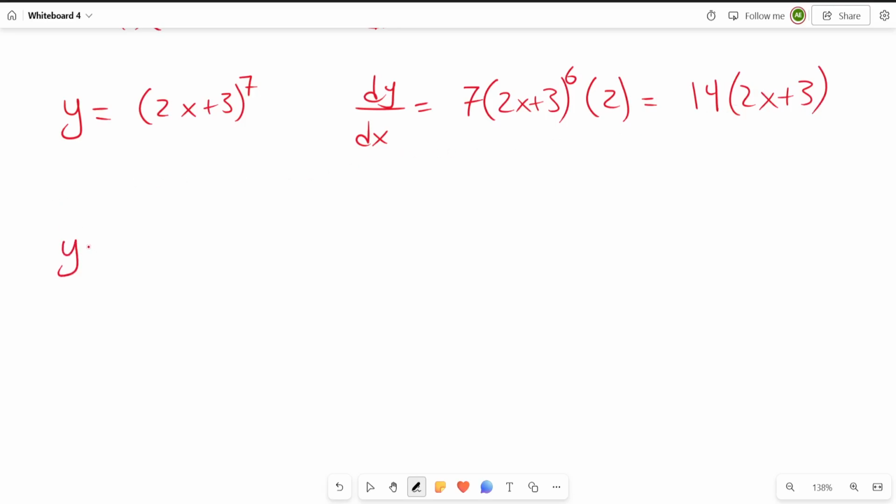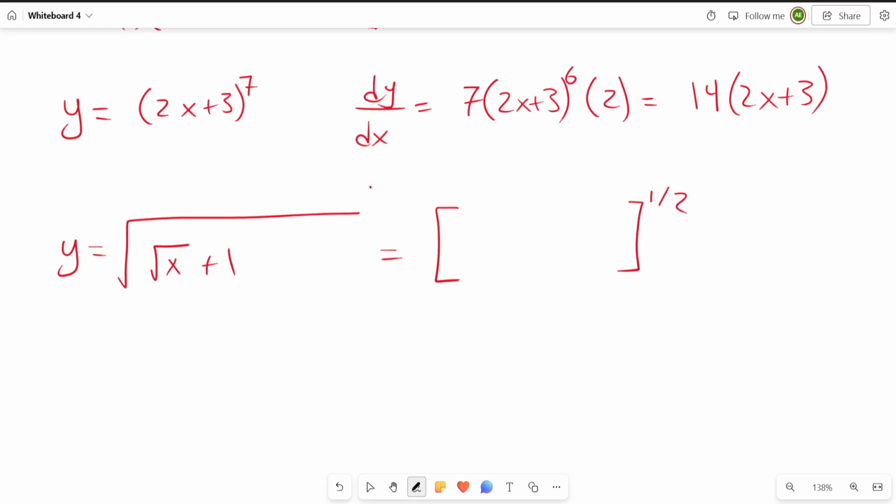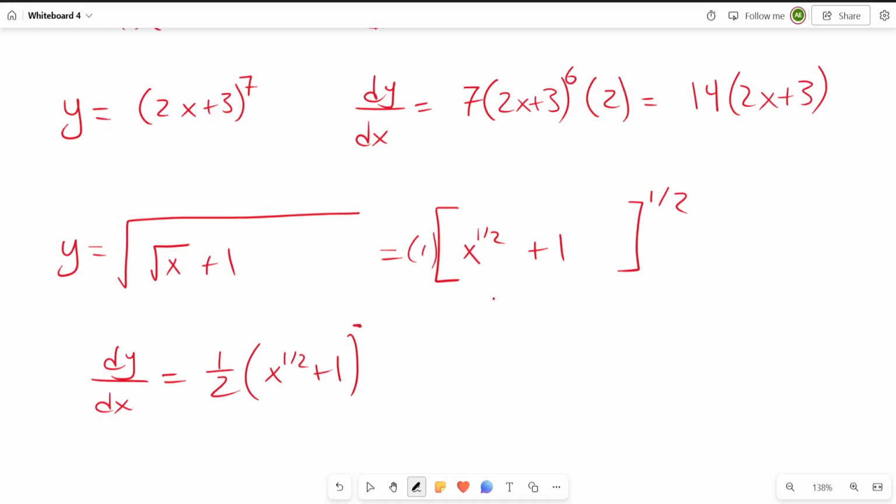Let's take another example. Let's say we have y equals square root of root x plus 1. Rewriting this, it's basically a big bracket to the power of half, which is this big square root. Inside that I have another square root, which is x power half plus 1. So if I want dy by dx, I will multiply the power by the coefficient, which is also 1. So half times 1 is half. Then I will rewrite my exact function inside, not changing anything. And then I will subtract the power by 1. 1 half minus 1 is basically negative 1 over 2.